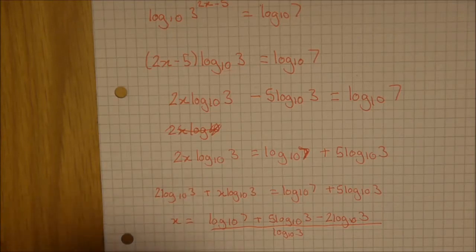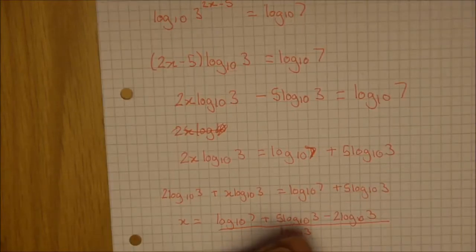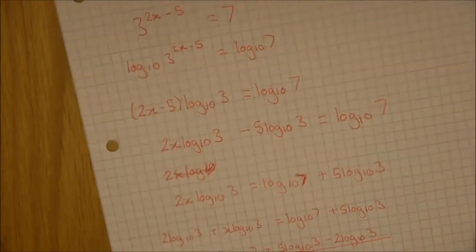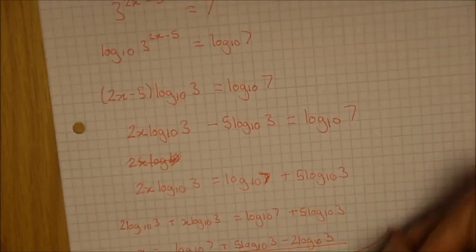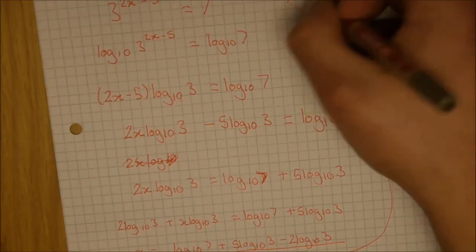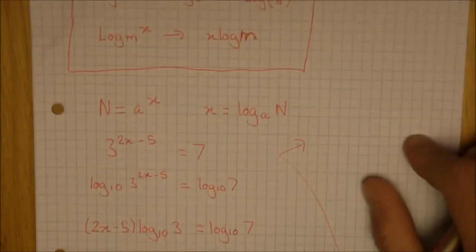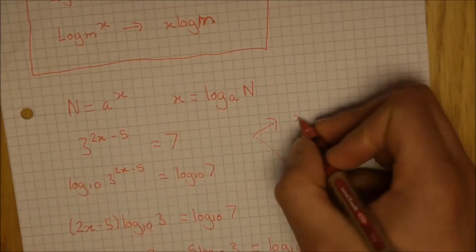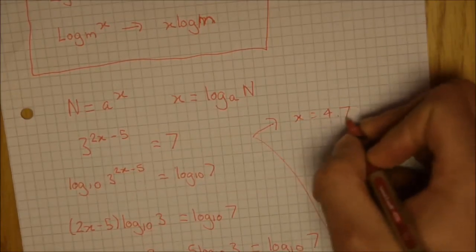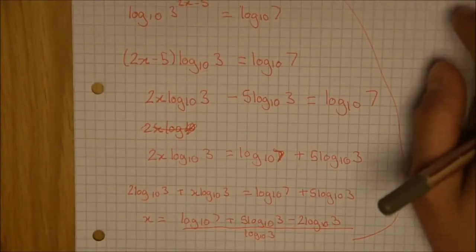And then you have an x value, which unfortunately can't really be visible, so I'll write it up here so you can see where the arrow's gone. x equals 4.77.